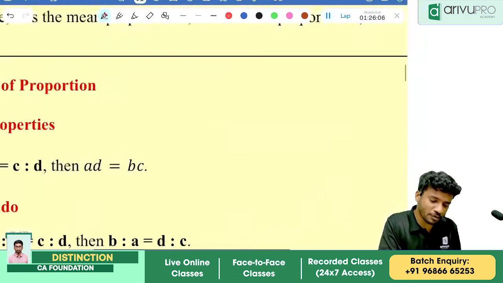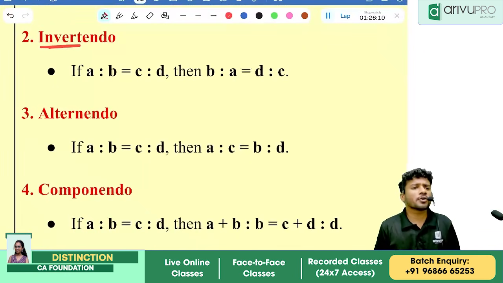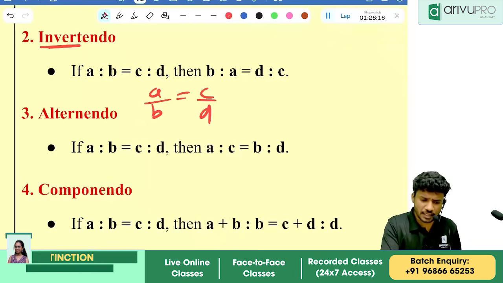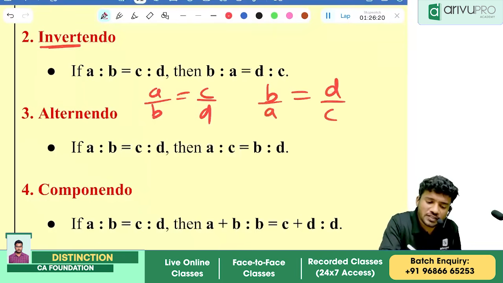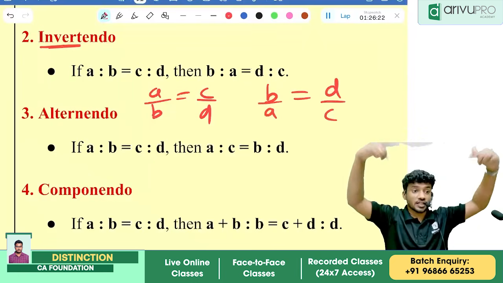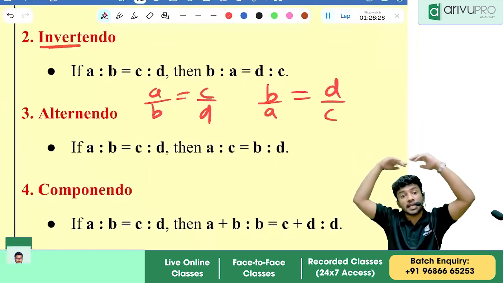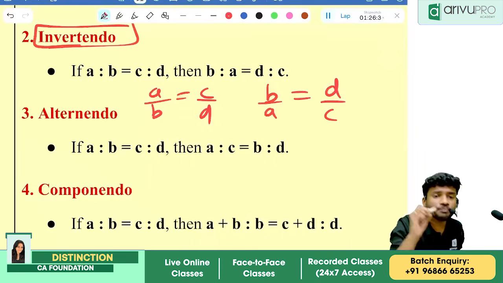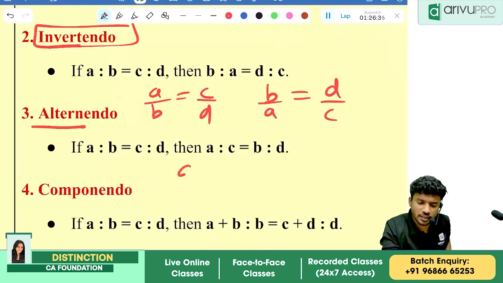Next one. Some of the properties. Invertendo. Have you heard about invertendo? Invertendo is nothing but, A by B will be equal to C by D, then B by A will also be equal to D by C. We are taking the inverse. If two ratios are equal, their inverse will also be equal. That is called the invertendo.